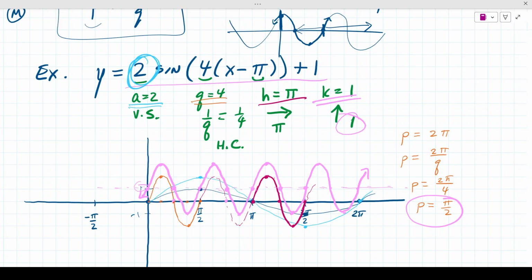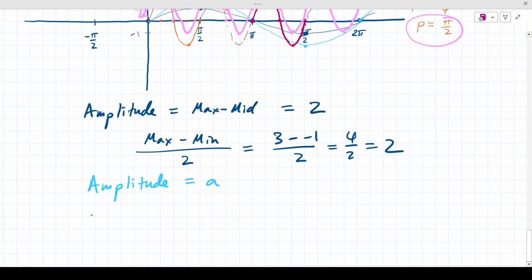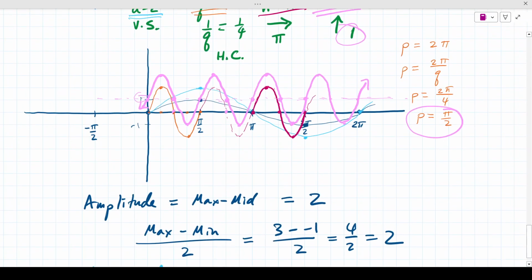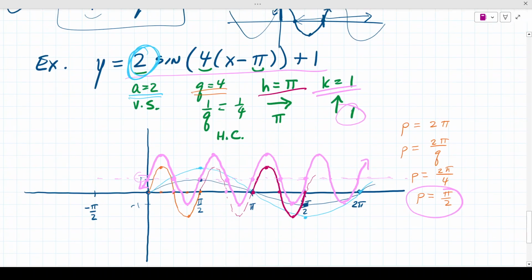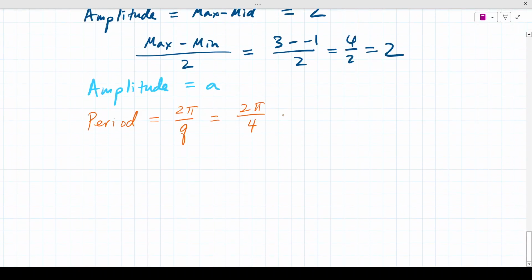What if, for example, we were asked for the period? Well, the period, I'll do this in orange because this formula here was in orange. We could just use the formula, okay? So the period is 2 pi over Q. So in this case, it's 2 pi over 4, which is pi over 2, okay? So that's fine too. What if we wanted to know the midline?